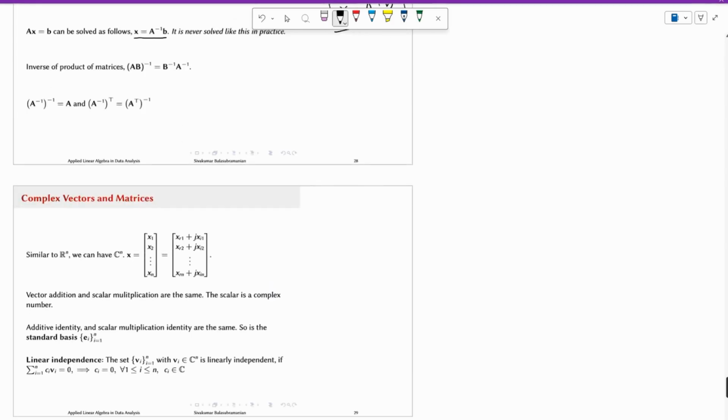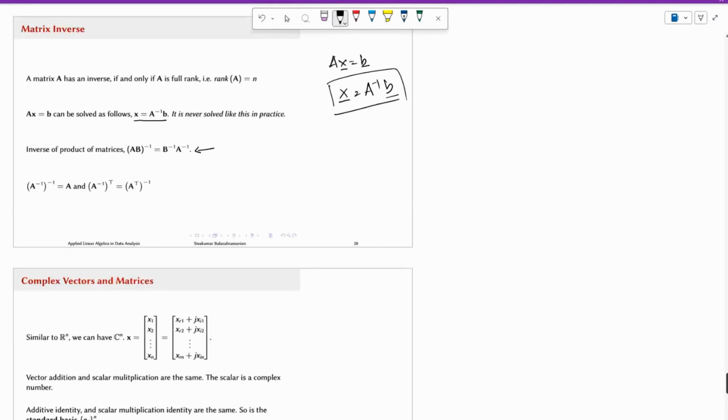We'll look at a couple of important properties. If you have a product of two square matrices, and let's assume both are full rank matrices, and you multiply them, it turns out the matrix that you get will also be full rank. That means it has an inverse. You can ask, what is the inverse of the product of two full rank matrices? It turns out that the inverse is essentially the inverse of the individual matrices, but in the reverse order.